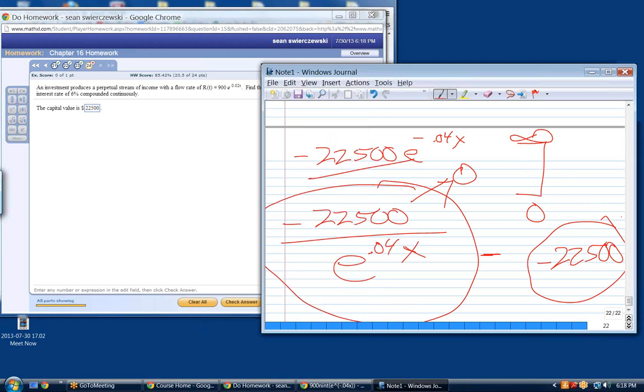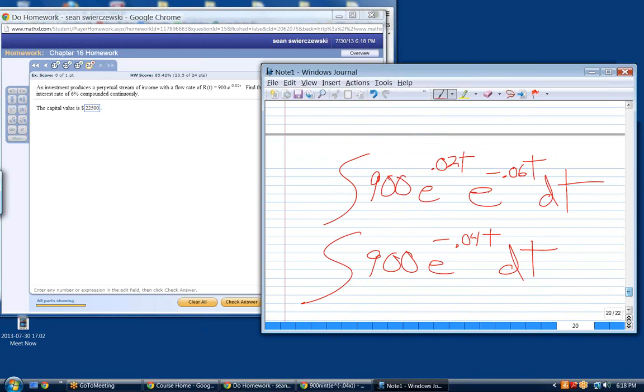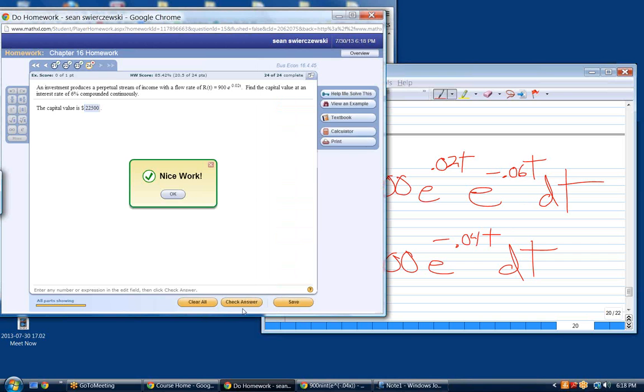6%. Did I use the 6% here? Yeah, because we had 0.02 and negative 0.06. So that should be right. All right.